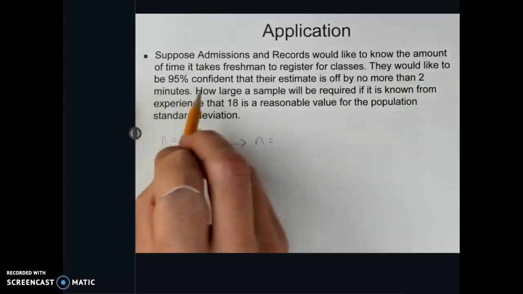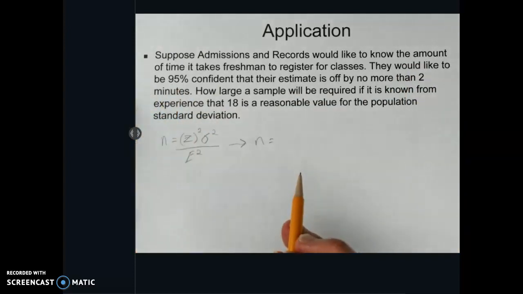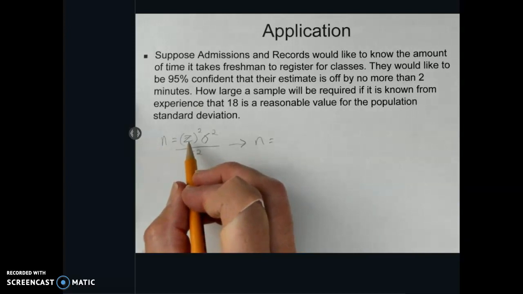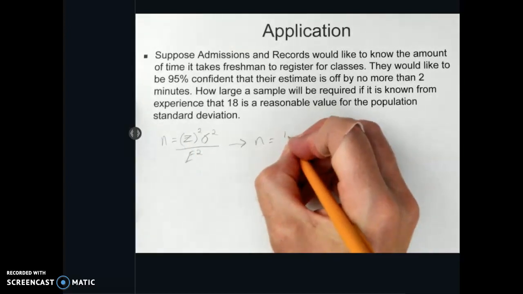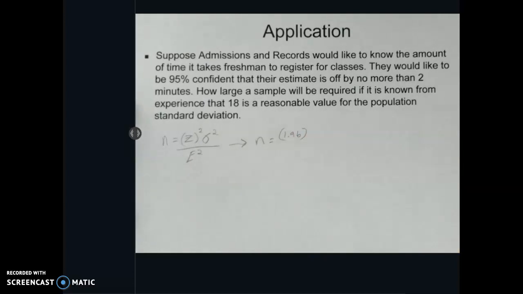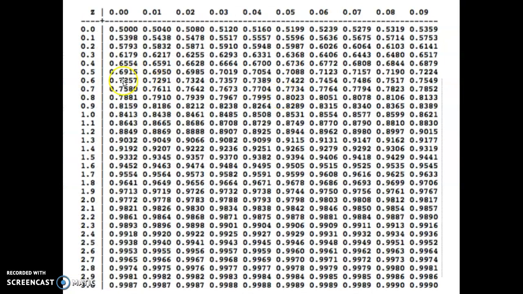It says they would like to be 95% confident. Well, 95% confident turns out to be a z-value of 1.96. And you can see that in the table. If we go back to our table here, find 0.975, which is right here, and you have 1.96, okay, 0.975.